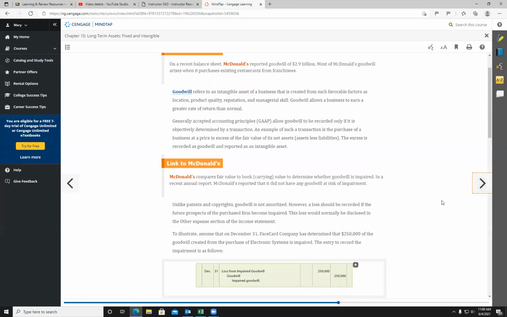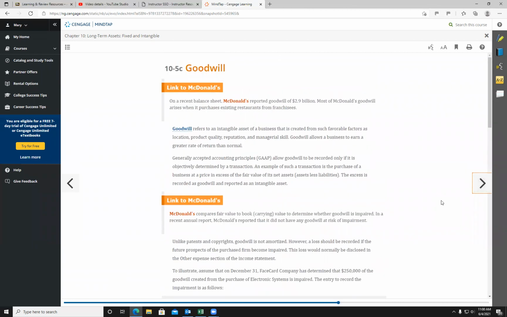All right, let's talk about goodwill. What is goodwill? On its balance sheet, McDonald's reported goodwill of about $2.9 billion. Most of McDonald's goodwill arises when it purchases existing restaurants from franchisees. So goodwill, what does that mean? It refers to an intangible asset of a business that is created from such favorable factors as location, product quality, reputation, and managerial skill. Goodwill allows a business to earn a greater rate of return than normal.